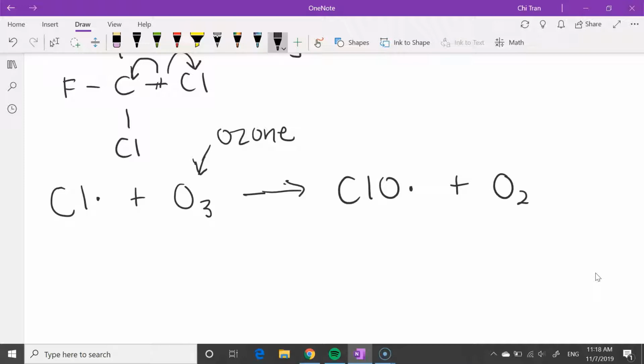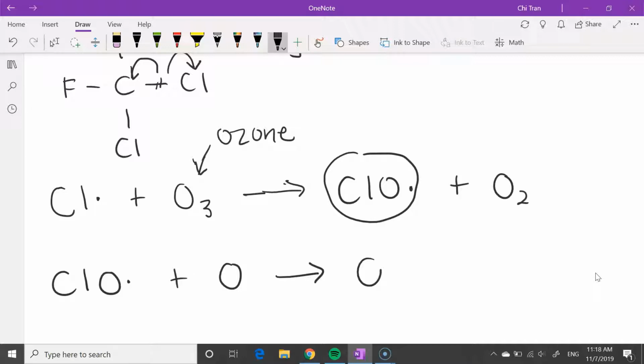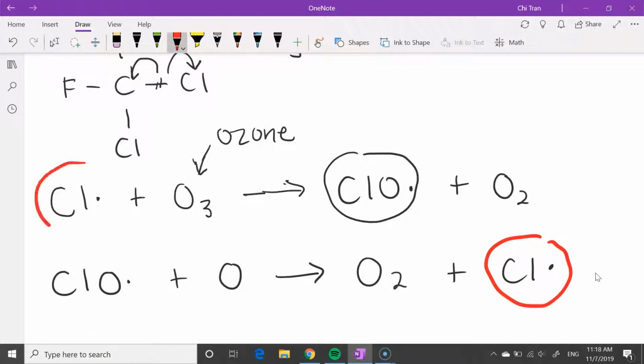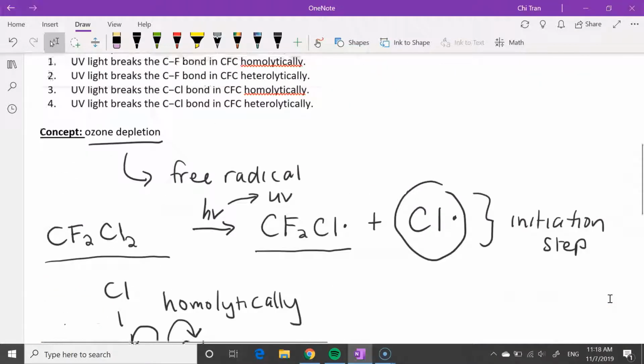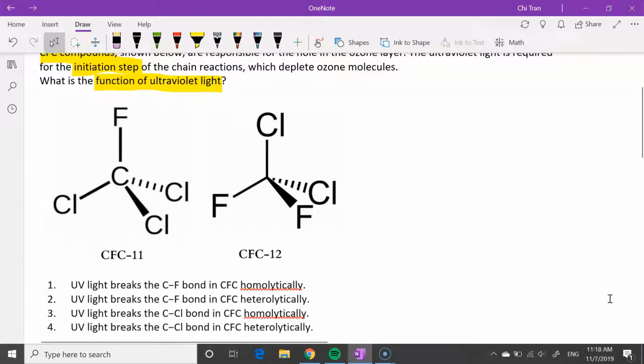And you can see how ozone is depleted and oxygen is created instead. And then the free radical goes on to react with oxygen, and this is just free floating oxygen in the atmosphere, to create more oxygen and another chlorine free radical. And we can see how the product actually ends up being the reactant of the first reaction, and so it occurs in a cycle, and ozone is constantly getting depleted into oxygen.